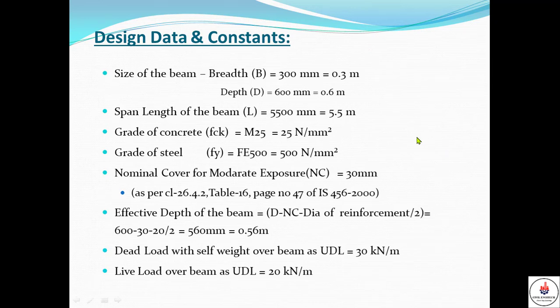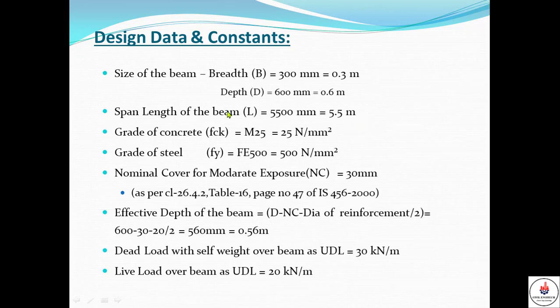Then we have to first find out the design data and constants for the design. So what are the data? Like size of the beam, which is breadth B equals 300 millimeter equals 0.3 meter, and depth D equals 600 millimeter equals 0.6 meter, and span length of the beam L equals 5500 millimeter equals 5.5 meter.